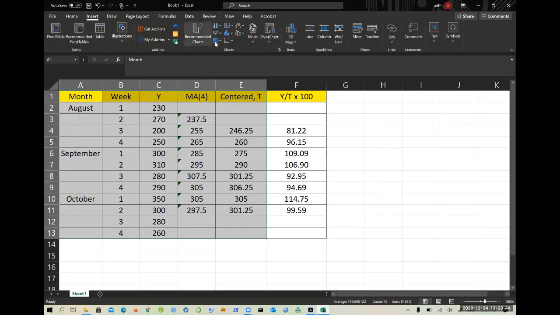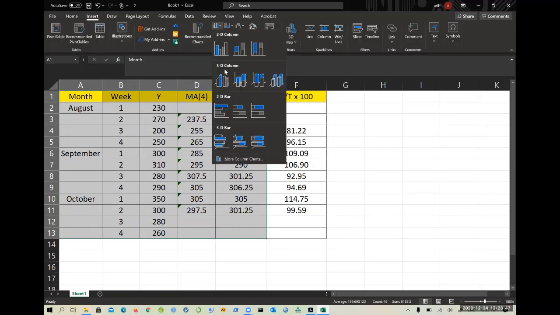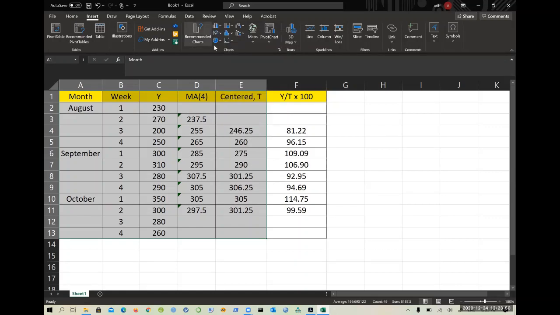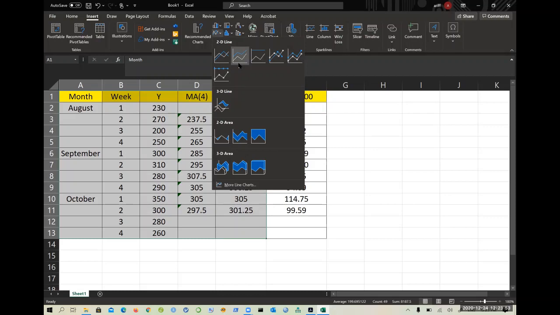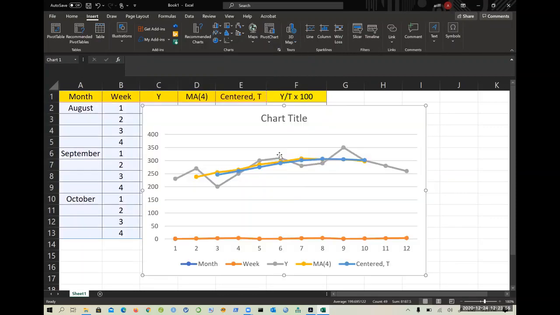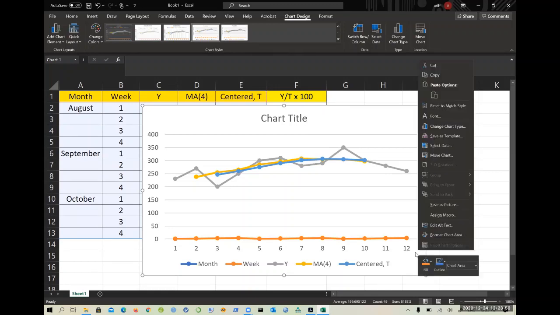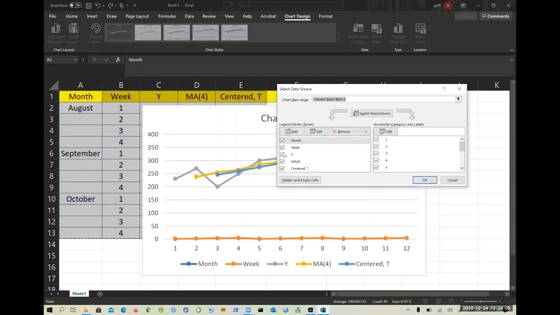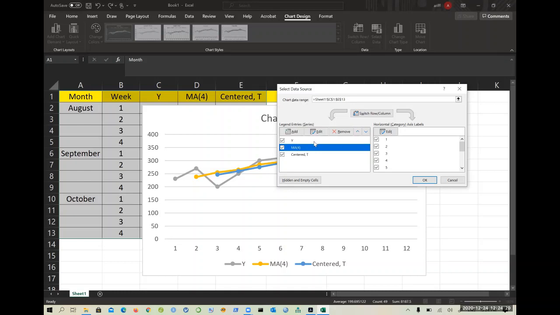Okay, I'm going to insert a graph. I just want the line chart. Okay, I want the line chart over here. Okay, so this is the graph. So let me just remove whatever that is not needed. Okay, I just want the y and the week. Okay, so I just want the centered value. Okay, so I just want these two.